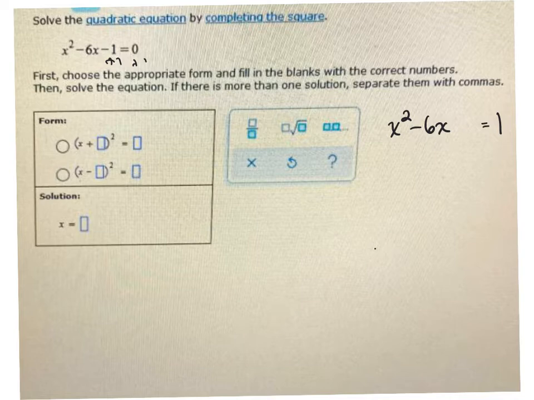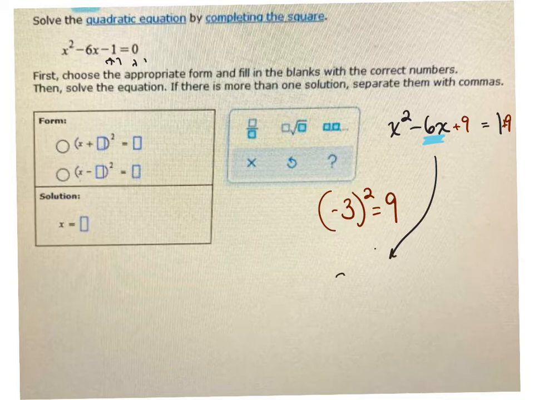So the key when you're completing the square is you want to take this middle term, which in this case is negative 6. I want to split it in half and square it. So if I split it in half, I'm going to get negative 3. And then if I square it, I'm going to get 9. So the goal is I'm going to now add 9 to both sides. So I'm taking half of that middle, squaring it, and adding it to both sides. So that's going to give me x squared minus 6x plus 9 equals 10.